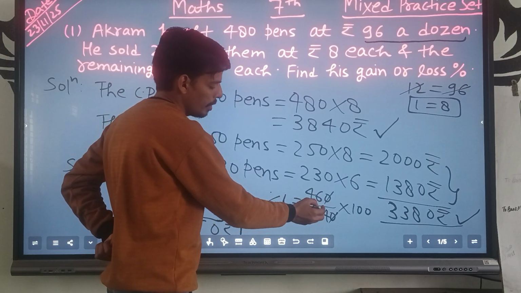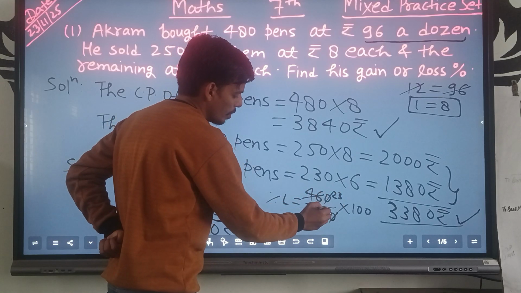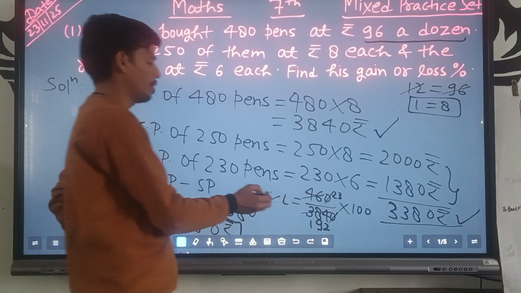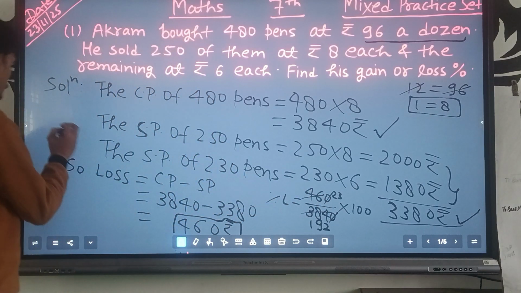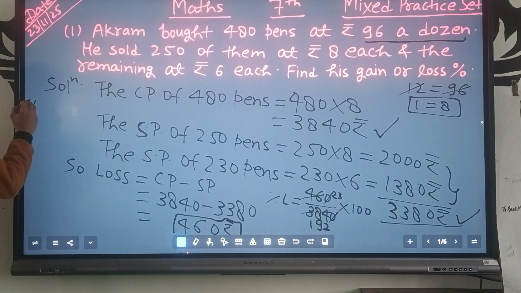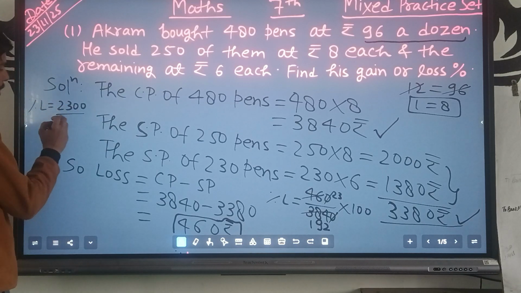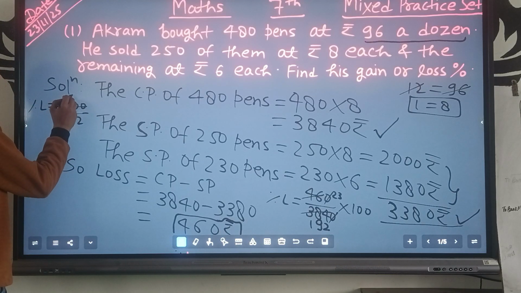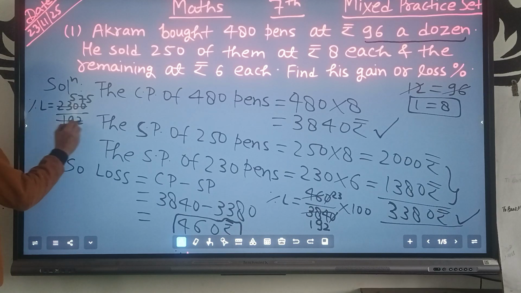Now this number is divided by 2. 23 and 2 ones are 2. 18, 2 9s are 18, 2 2s are 4. Now 23 into 100 percent equals 2,300 upon 192. This is divisible by 4. 4 5s are 20, 4 7s are 28, 4 4s are 16, 4 8s are 32.